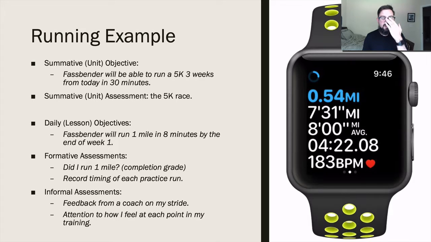If we think about that example, that metaphor of the running, if I'm going to be running that 5K in 3 weeks, remember, we had that instance where I will be able to run a 5K 3 weeks from today in 30 minutes. That would be my summative unit objective. The summative assessment for that objective is going to be the day when I go to run the race. So that's always the thing that I'm pointing towards. And it's just a good practice.